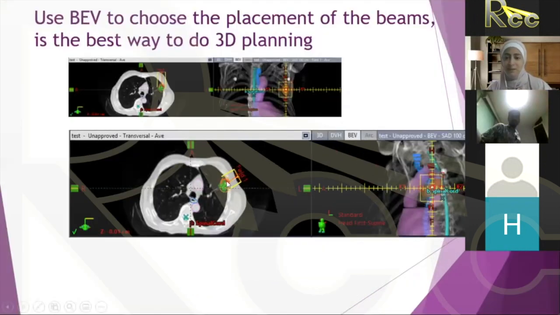Look at this angle. You would appreciate that this angle is going through the esophagus, and also it's kind of touching upon the spinal cord. The blue color is the spinal cord. So you might want to keep it, or you may want to change it. But now you are looking at what the beam is seeing as it is going through the body, what kind of organs it is going through.